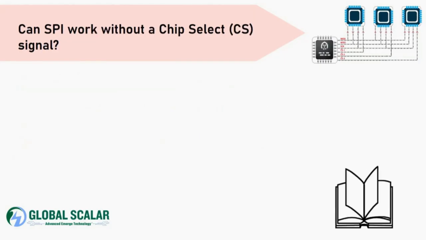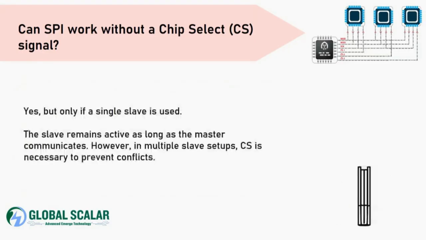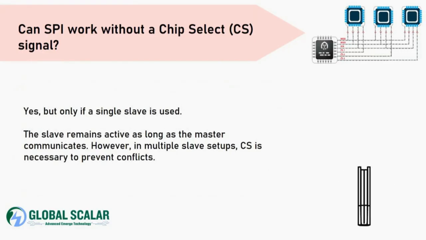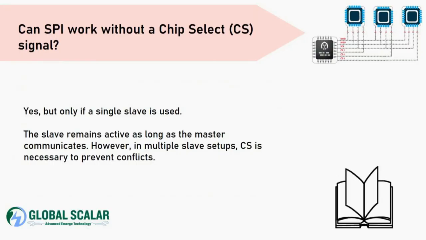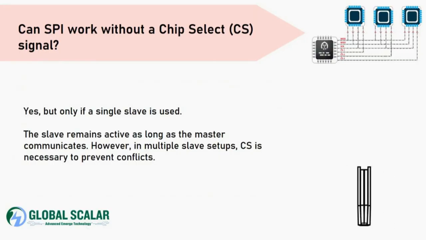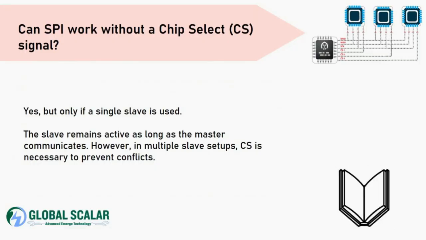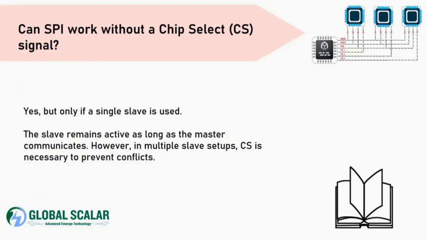Can SPI work without a chip select signal? Yes, but only if a single slave is used. The slave remains active as long as the master communicates. However, in multiple slave setups, chip select is necessary to prevent conflicts.